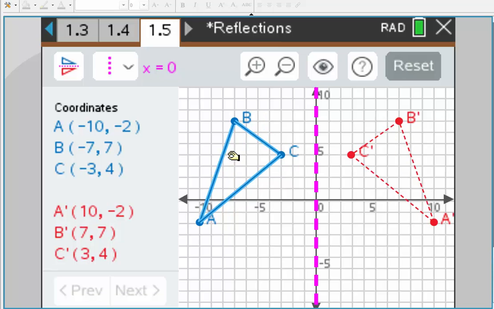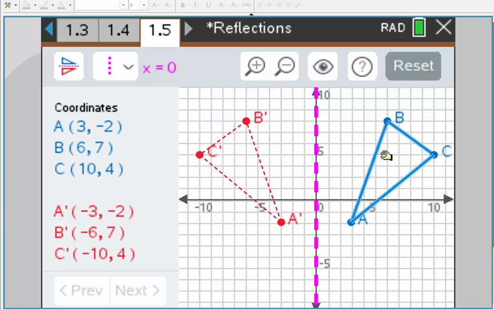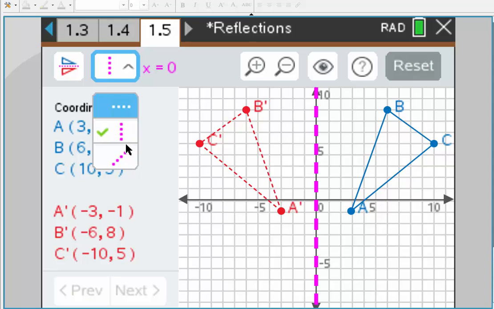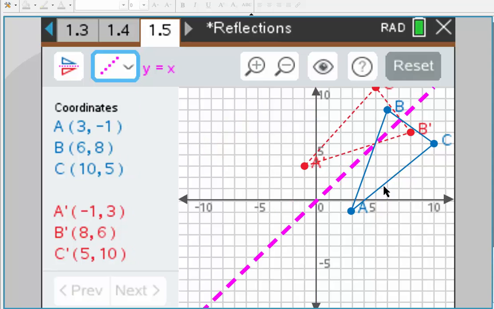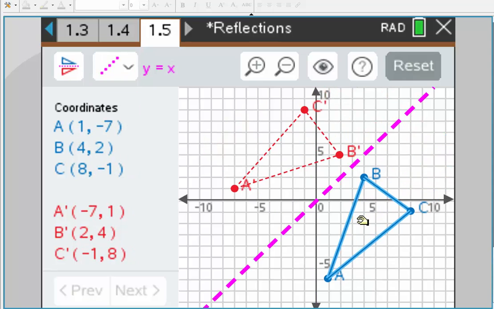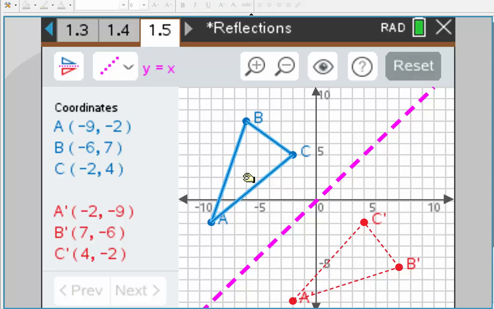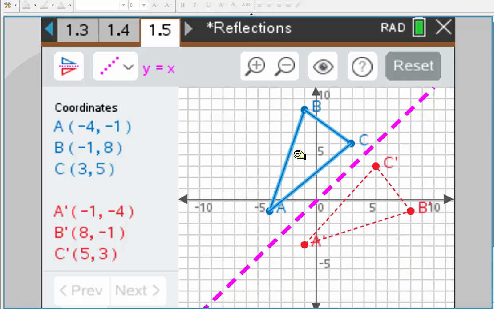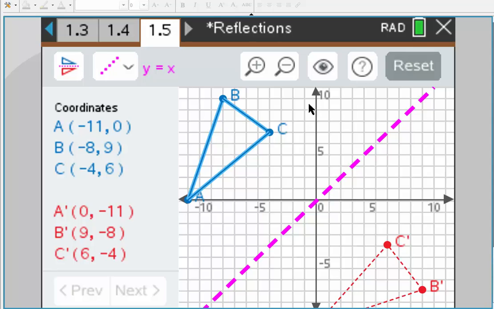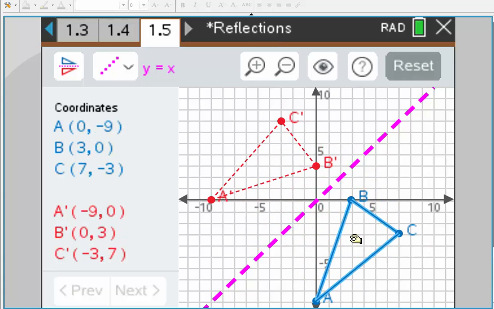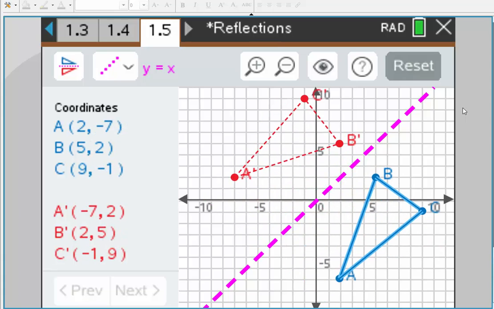And then we can also go with the line y equals x. And that's an interesting one as well. You can see that xy goes to yx no matter what. By the way, look how quickly we discovered these, not just told students, but they discovered them for themselves.